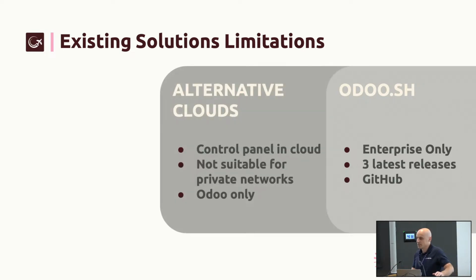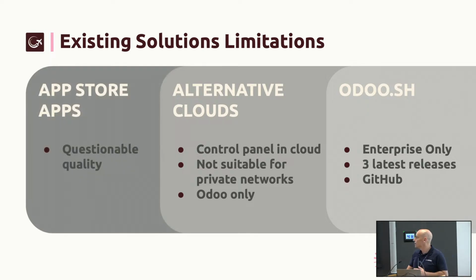The second thing that came to my mind, are there any alternative clouds? I need community because most of our customers are on community. And I would like to use some cloud solution. Well, at that moment, a couple of years ago, there were no such solutions, at least well-known. And once again, they are cloud-based. So basically you are depending on the cloud, which was not the case for a lot of our customers. And another important thing, they are Odoo only. And I would like to host any software, not just Odoo.